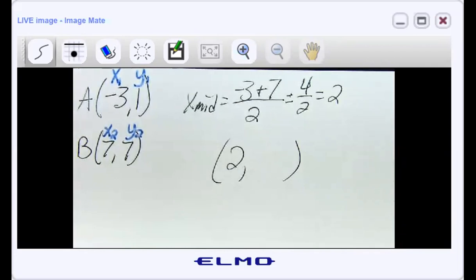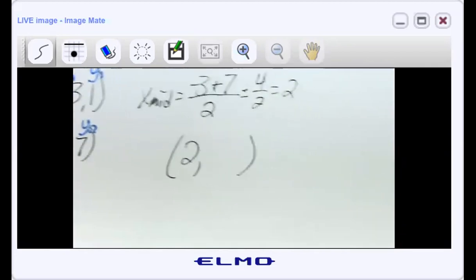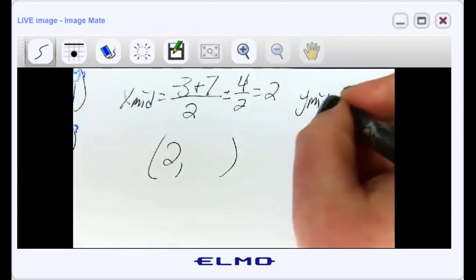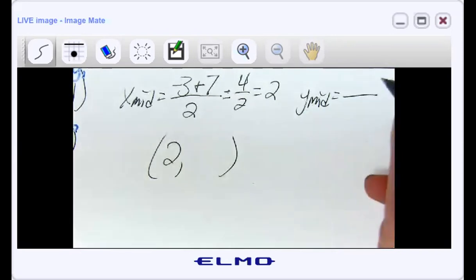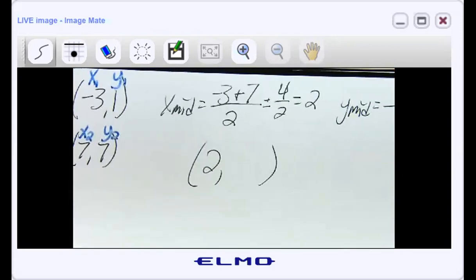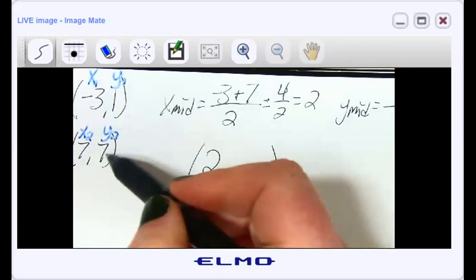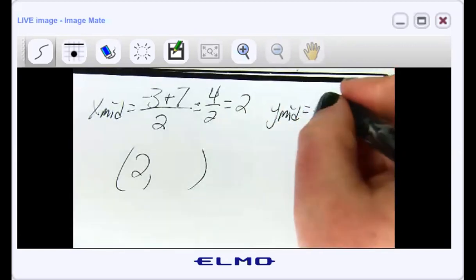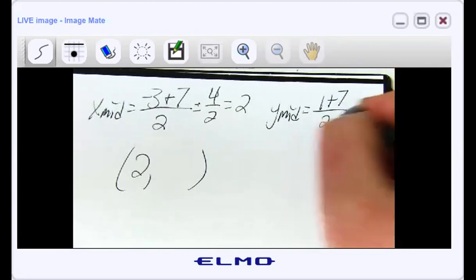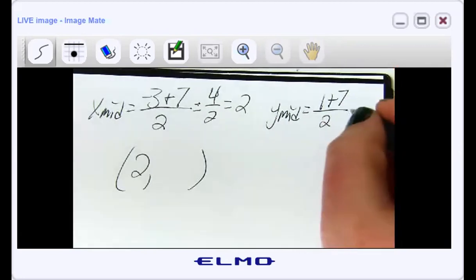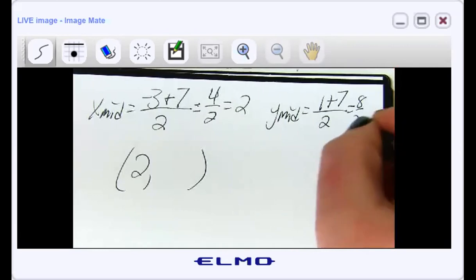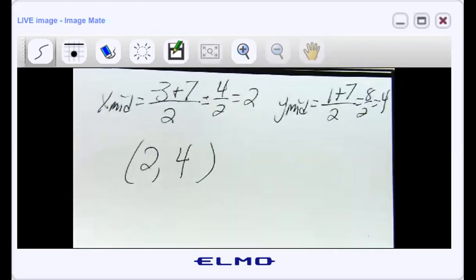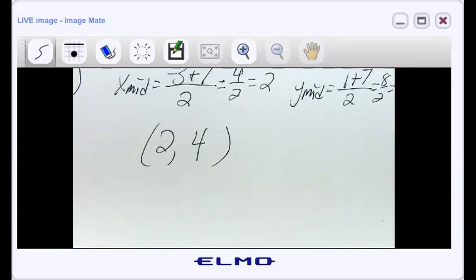I'm going to do the exact same process just with the y's. So let me see if I can squeeze it in over here. For the y of the midpoint, I'm going to add the two y's together. So if I look, y1 was 1 and y2 is 7. So I'm going to do 1 plus 7 and divide it by 2. 1 plus 7 is 8, and 8 divided by 2 is 4. So that means 2 comma 4 is my answer.